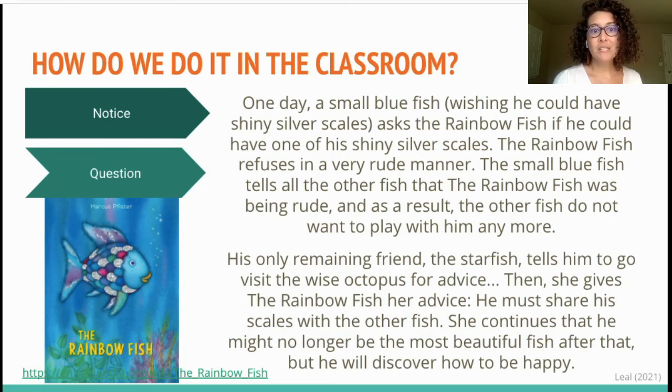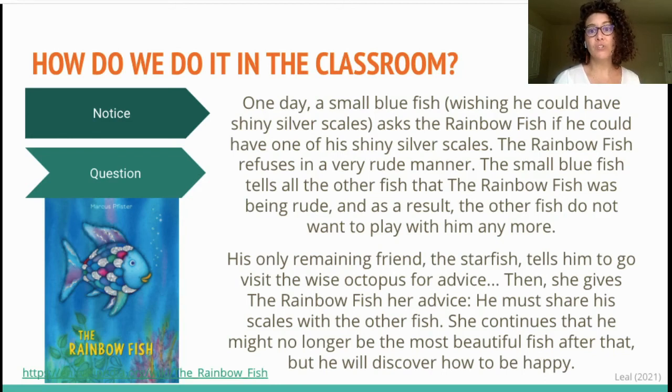She continues that he might no longer be the most beautiful fish after that, but he will discover how to be happy. The rainbow fish immediately says he cannot share his scales, but before the octopus could say anything, she rudely disappears in a cloud of ink.